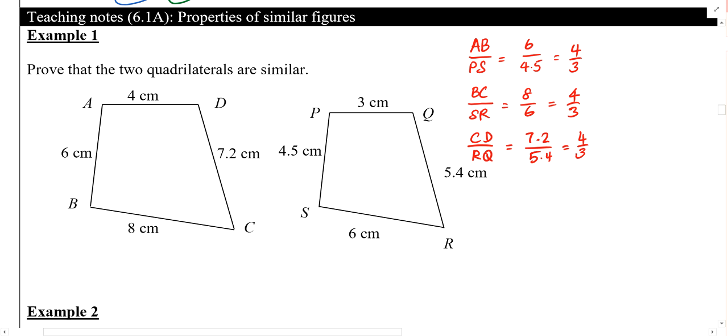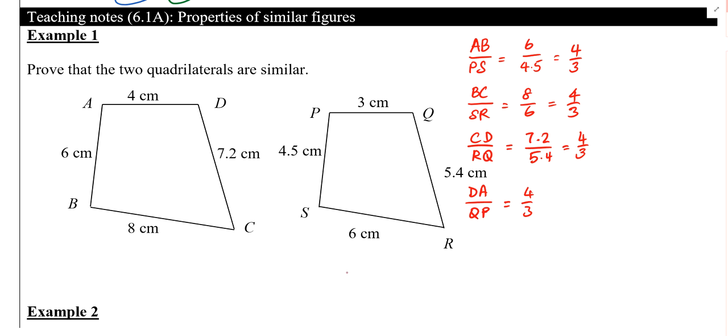And the last one, DA over QP. So 4 over 3 again. 4 over 3. Okay, then how do I present my final statement? I have shown that all of that is 4 over 3, right?